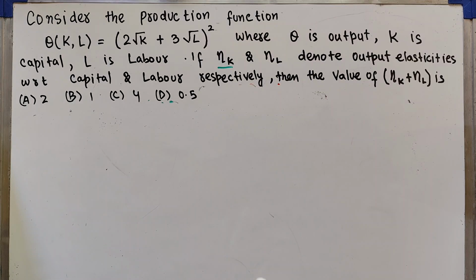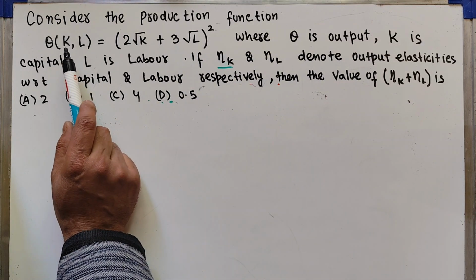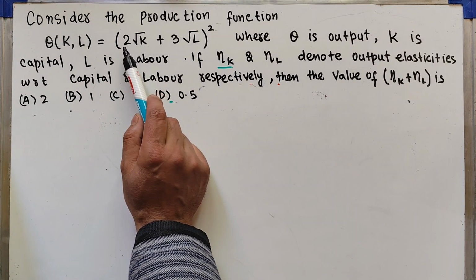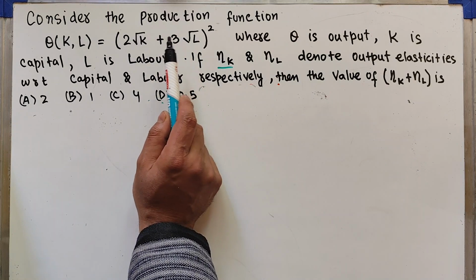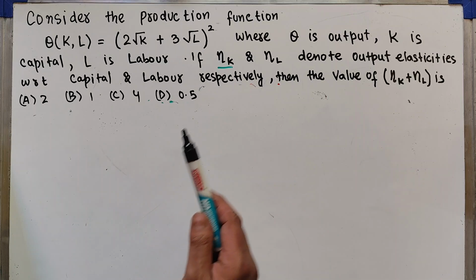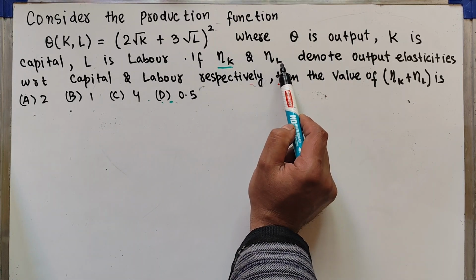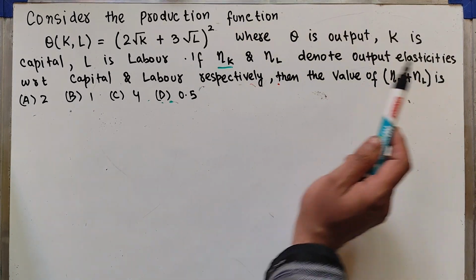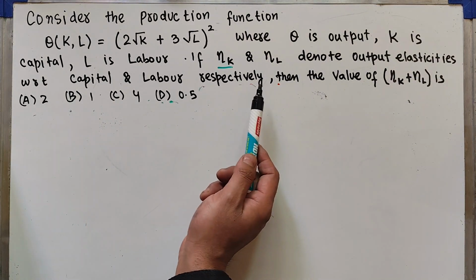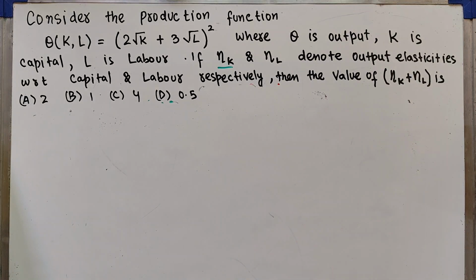Let us solve a question on output elasticities. The question is, consider the production function Q, a function of capital and labor, which is equal to (2√K + 3√L)², where Q is the output, K is the capital, L is the labor. If N_K and N_L denote output elasticities with respect to capital and labor respectively, then the value of N_K plus N_L is, options are being given, we need to find out the correct option.